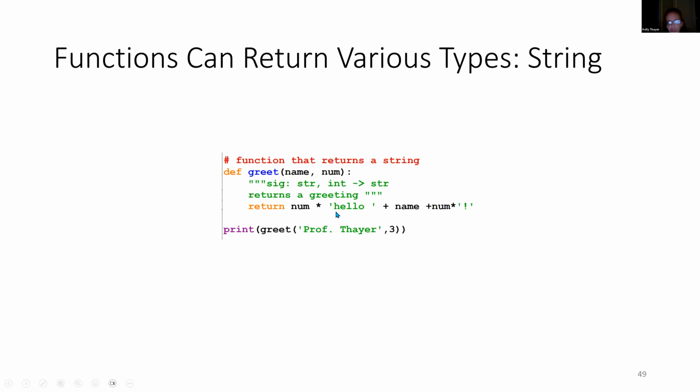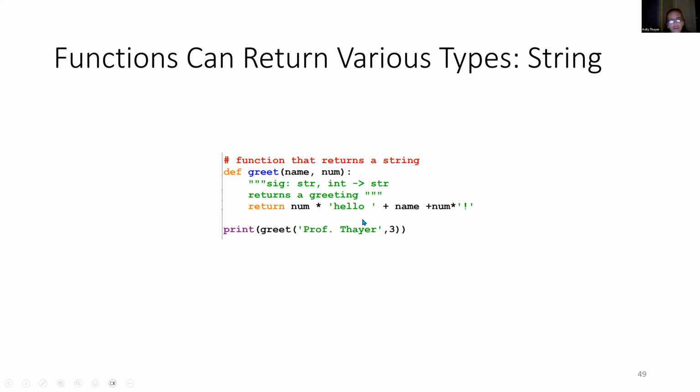So that means that this expression, if we have number equal to 3, will give hello, hello, hello, the name, and then 3 exclamation points following it. And here's our function call to do this. We are going to greet Professor Thayer, the name, 3 times, so we'll have that.